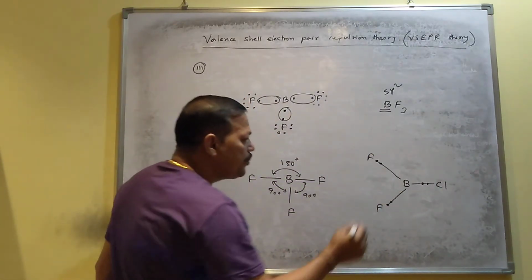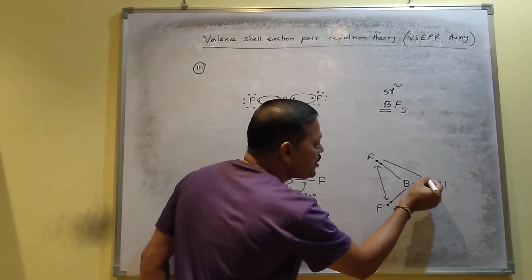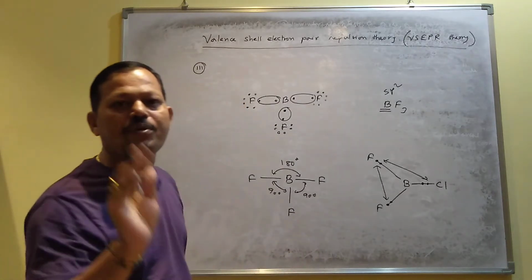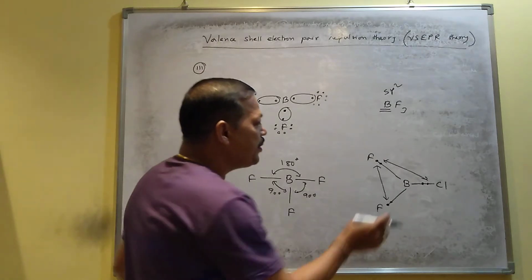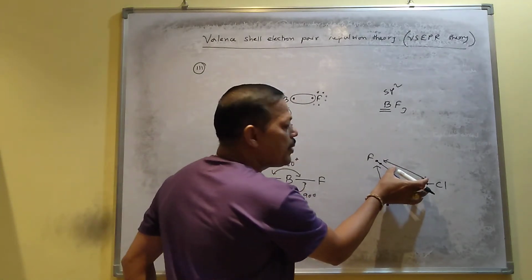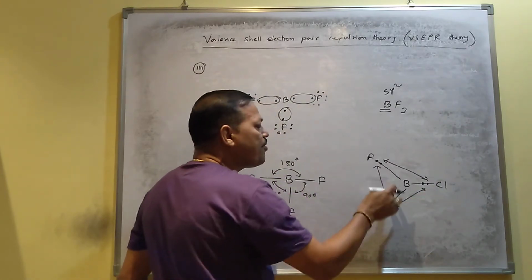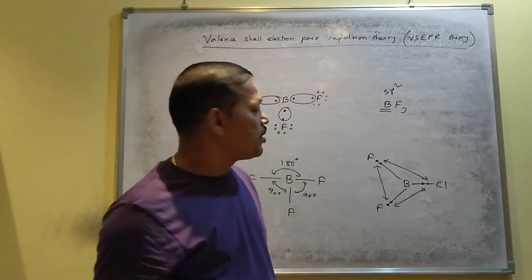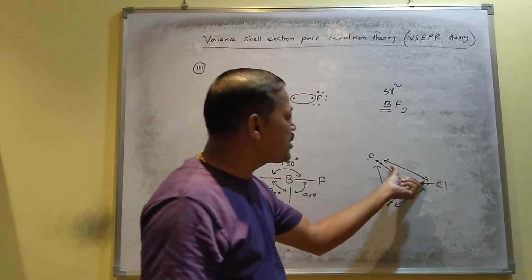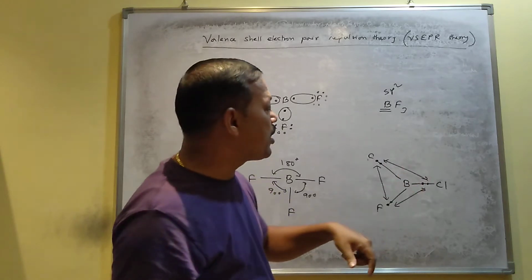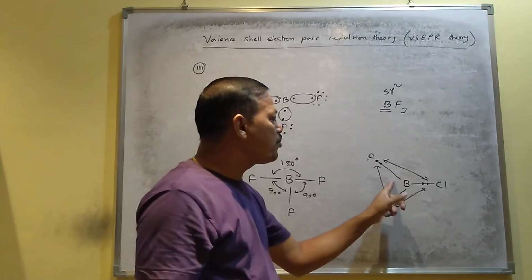Ultimately, what happens? If you consider the distance between these two bond pairs, and when you consider the distance between these two other bond pairs, the distance you will get different. When the distance is different, the repulsion will be different. I mean, these two are closer, repulsion will be more. These two are closer, repulsion will be more. But these two are far away, repulsion will be less. So ultimately, if repulsion is less, they come closer. If repulsion is more, they become far away from one another. Ultimately, this angle you will get different from this angle.